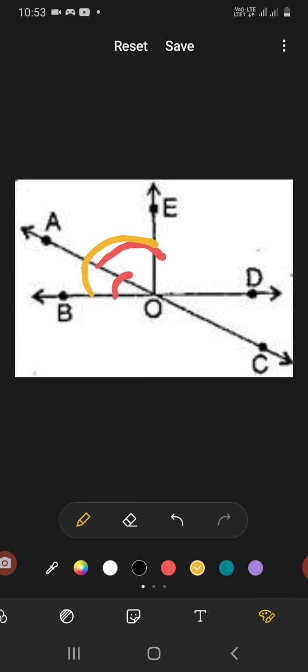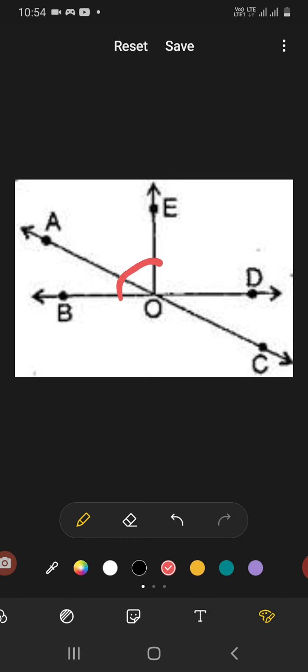Next, see question number 3: equal and supplementary angles. Supplementary means the sum of the angles is 180 degrees, and here the supplementary angles are both equal. Okay, here we see BOE is what? 90 degrees, and EOD means what? 90 degrees.